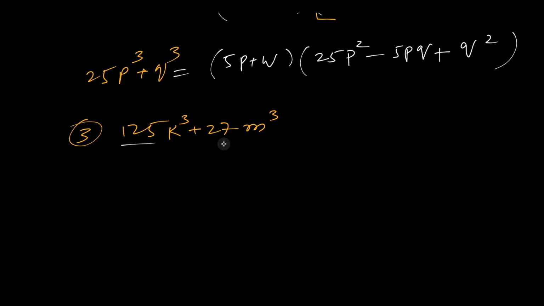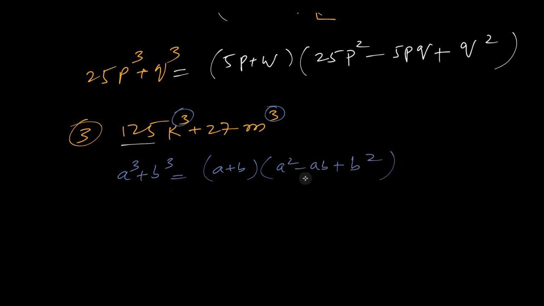First, we have to take 125 because this is in the form of k cube and we have to match as per the formula. Here, the formula is a cube plus b cube equals a plus b times a square minus ab plus b square. This is the formula for the factors of a cube plus b cube. Now we have to bring the question in this format.